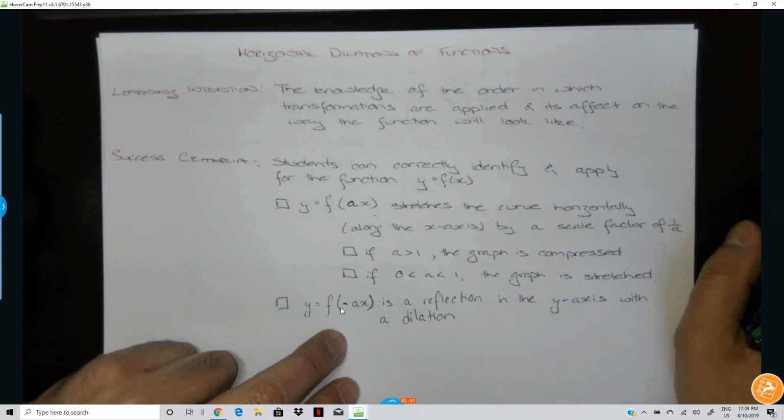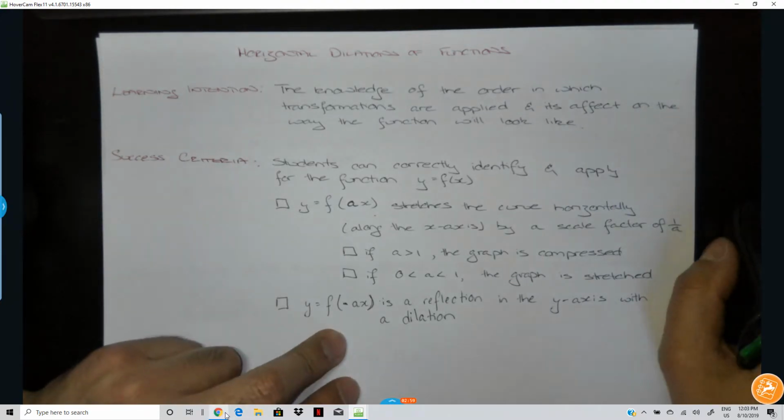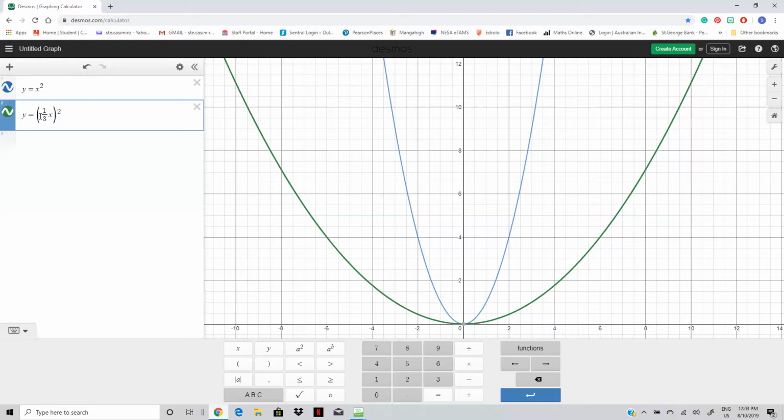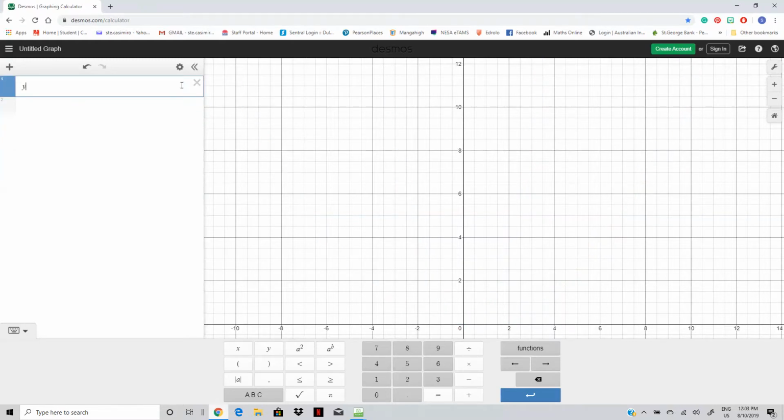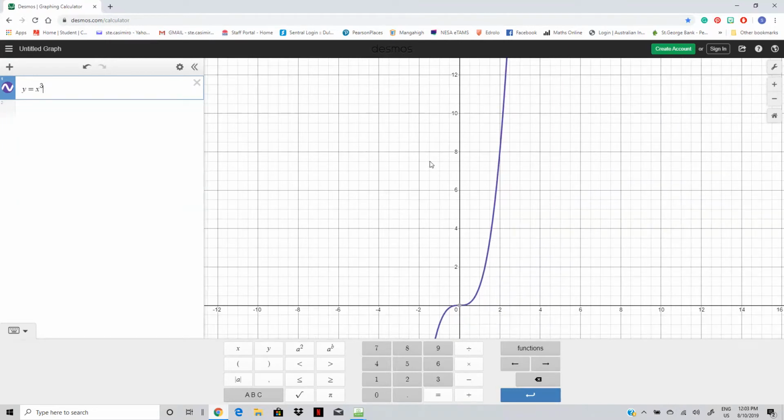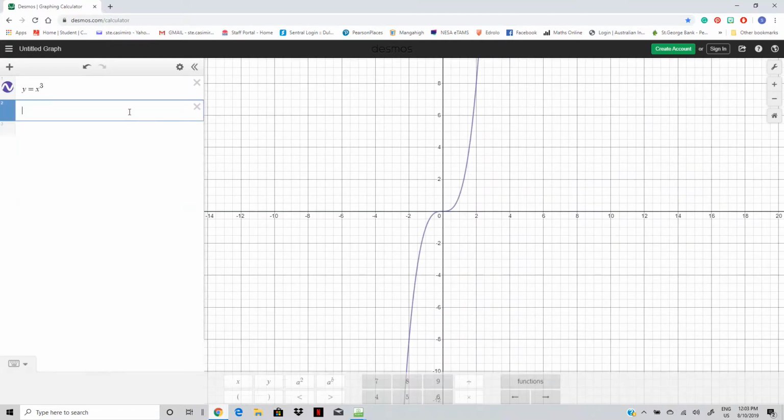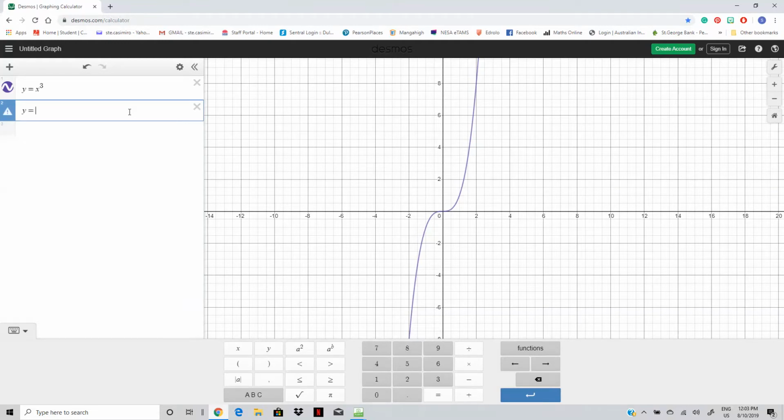So f(negative a x) is a reflection in the y-axis. I'll show you that one. If we have negative a x, because this is an even function, it looks the same. We'll change it to y equals x cubed. If we get y equals negative x cubed, it's a reflection in the y-axis.